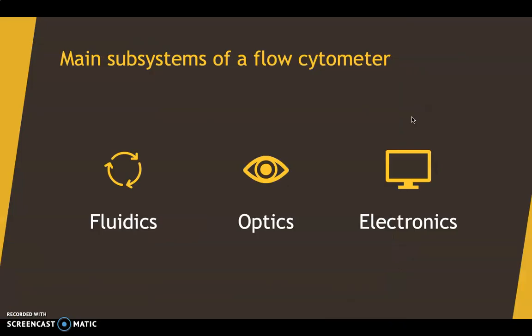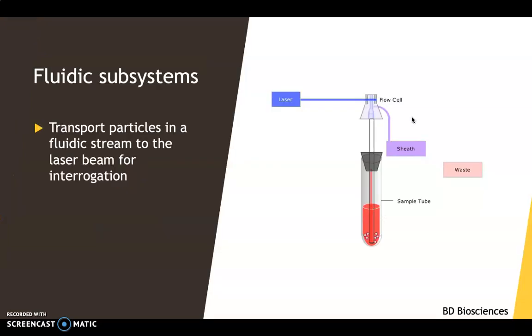So the main subsystems that will be embedded in each flow cytometer, regardless of the brand, is basically the fluidic subsystem, optics subsystem, and electronic subsystem. So for the fluidic subsystem, basically it was meant to transport the particles in a fluidic stream to the laser beam for interrogation. Interrogation just means that we analyze the cells, basically.